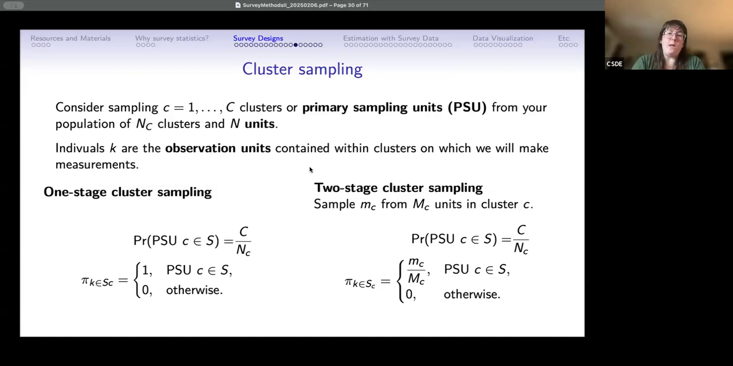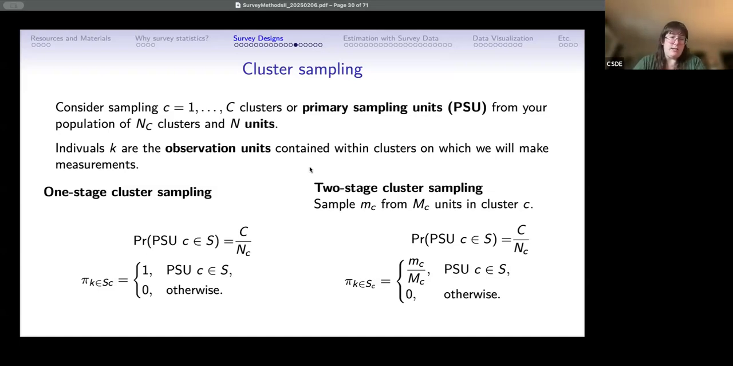So notation, we usually would say we have capital C clusters. Like I said, we would call these clusters primary sampling units or PSUs. And in the population, we would have N_C clusters. And still, we would use capital N without any subscripts to indicate the number of observation units. Individuals, we're going to index by k still. These are the observation units, and they're going to be contained within each cluster.